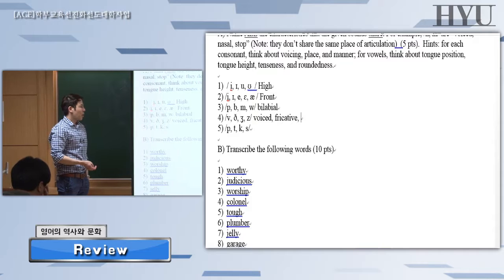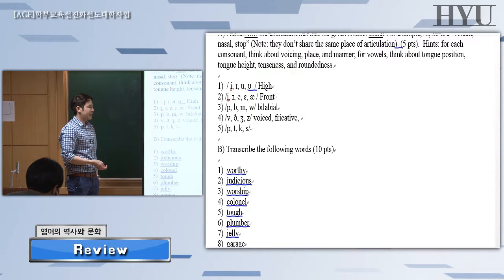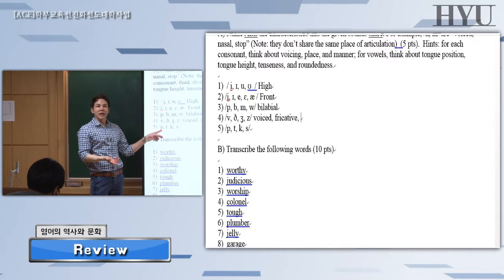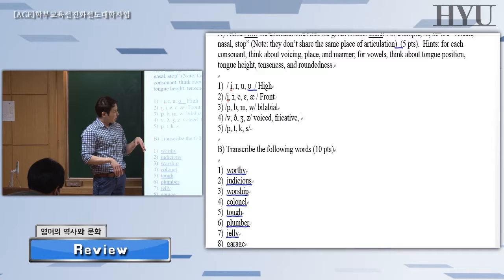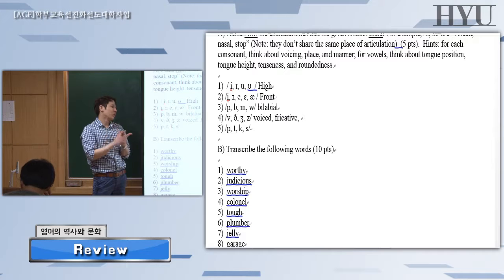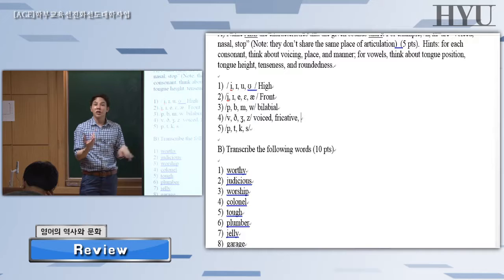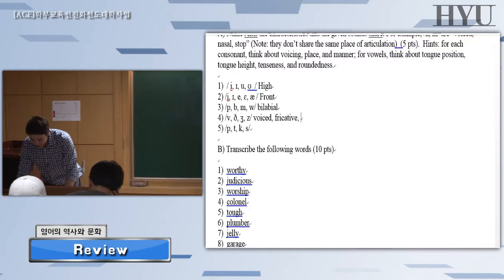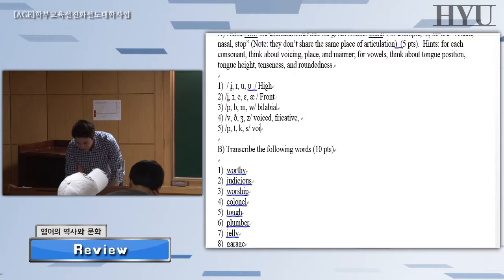Number 5, P, T, K, S. At least for the place of articulation, they don't share. P is bilabial, T is alveolar, K is velar. They don't share the same place. Now, the manner: P stop, T stop, K stop, but S, there's friction, it's fricative. So they don't share the manner. Now the last thing is they share the voicing, right? They are all voiceless. So we can say voiceless like that, okay?